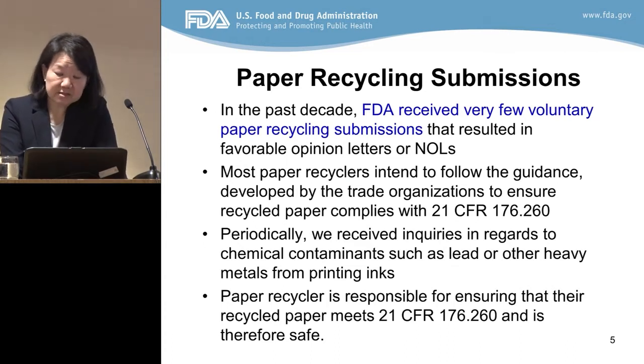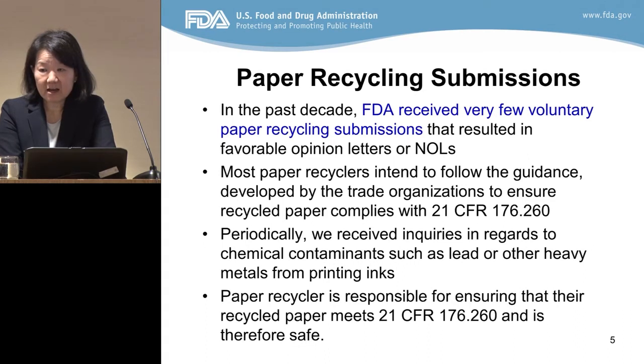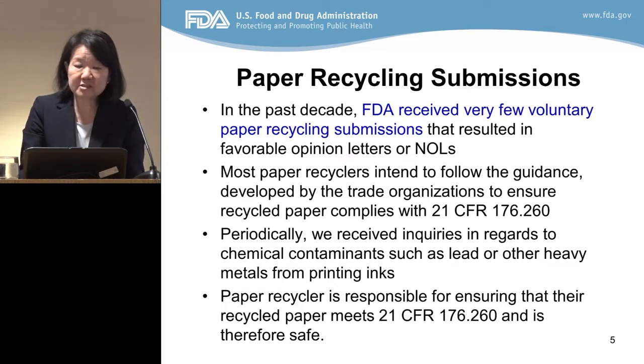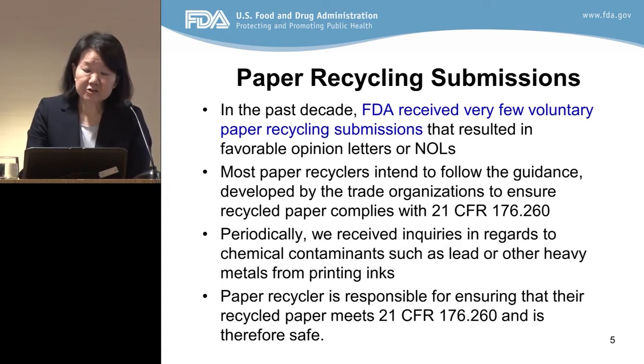Periodically, we did receive inquiries regarding chemical contaminants, such as lead or other heavy metals from printing ink. As Dr. Selke, who presented before me this afternoon, talked about, paper comes from commingled different types of feedstock, and most of the time it's newspaper, and there's the ink in there. The process itself needs to be effective in removing heavy metal from the ink. Sometimes we also recommend to the person who asks about heavy metals that if you can use ink that does not have any heavy metal, it would probably be safer. Technically, it would be possible to produce that kind of paper product with ink that doesn't contain any heavy metal.